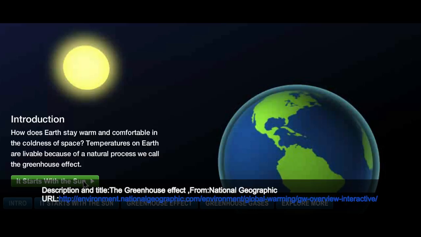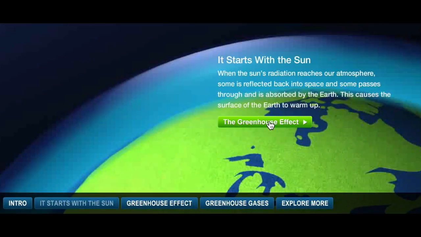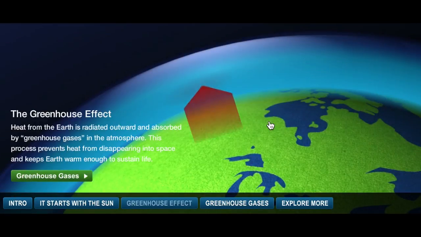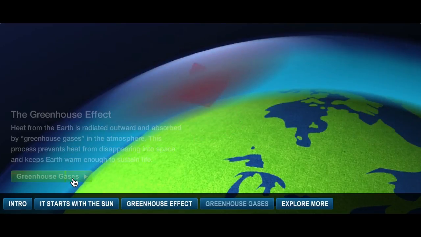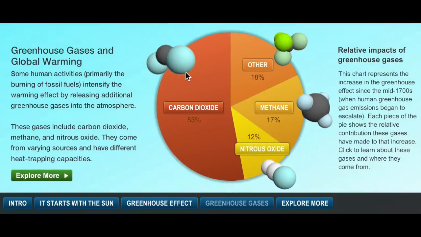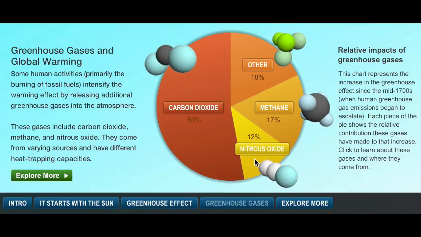To understand what the greenhouse effect is, I'm going to use this interactive model. As shown in the model, the greenhouse effect starts from the sun, as the sun's radiation reaches our atmosphere. Some of it is absorbed by the Earth and the rest is reflected back. As the heat enters the Earth's atmosphere, it is absorbed by the greenhouse gases. The greenhouse gases are generally made up of carbon dioxide, methane, and nitrous oxide.